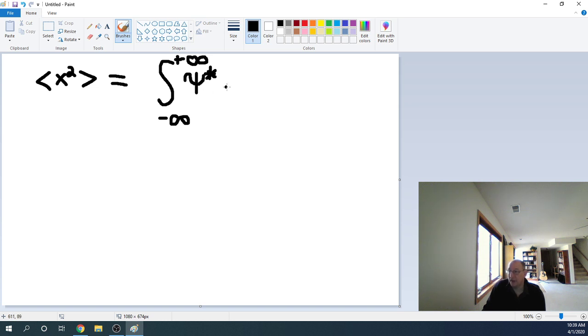Okay, so it's psi star of x, and then in between you put the thing whose expectation value you want to know. So you put x squared in there. And then you multiply it again times psi. Now this is regular psi, not the complex conjugate. And then you're just integrating that over everything, all positions. If psi is represented as a function of x, then you integrate over all possible values of x, and you just do that integral. That's the expectation value of x squared. And that's the definition.